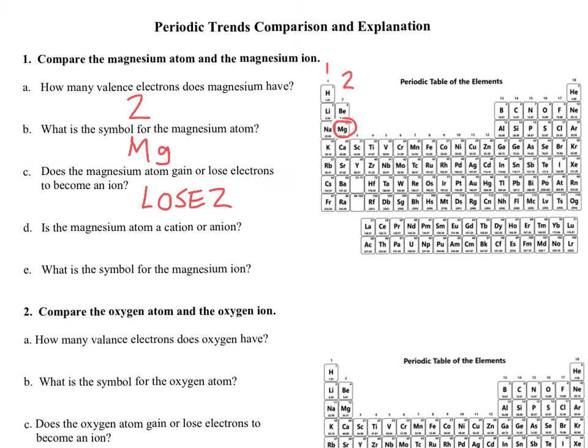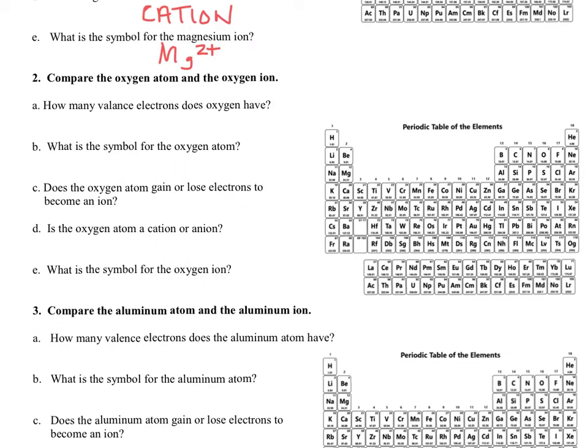Is the magnesium atom a cation or anion? Good question. If you lose electrons, you now have more protons than electrons. So therefore, if you lost 2 electrons, you are going to have a positive charge because you'll have more protons. So you'll be a cation. What is the symbol for the magnesium ion? It's going to be Mg with a 2+, saying that now magnesium has a 2+ charge because it lost those 2 electrons.